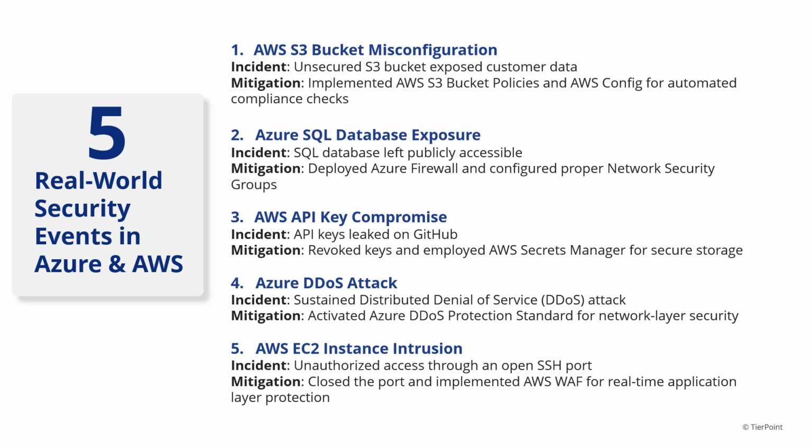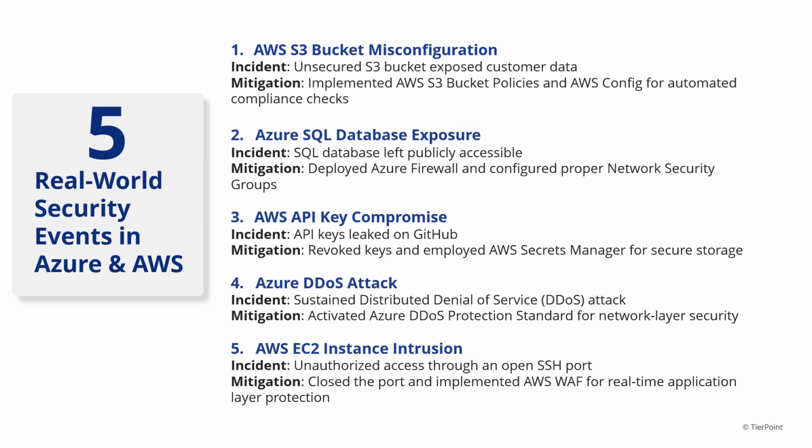I wanted to touch briefly on some lessons learned from past security incidents in both AWS and Azure. Some of these items include unsecured AWS S3 buckets. These expose customer data, and that can often lead to issues or hijacking in some cases. The mitigation plan for this is implementing bucket policies and utilizing AWS Config for automated compliance checks to ensure that it's meeting the requirements. In addition to that, oftentimes Azure SQL databases can be exposed, where they're publicly accessible and have a public endpoint. A mitigation plan for this is to deploy Azure Firewall and configure proper network security groups to limit access to these SQL servers.